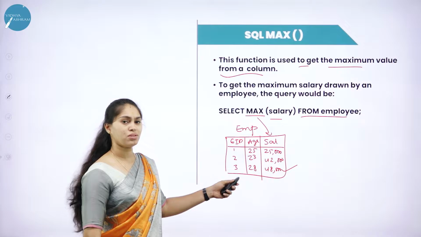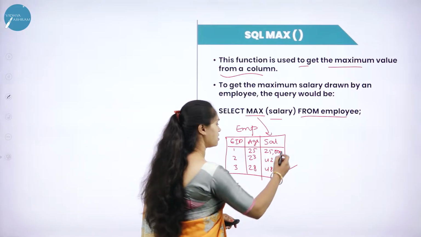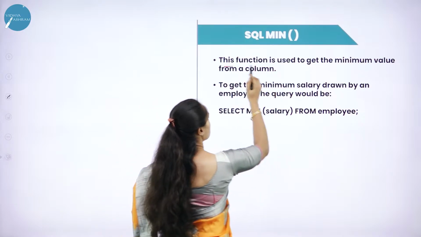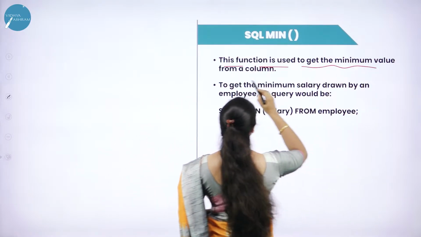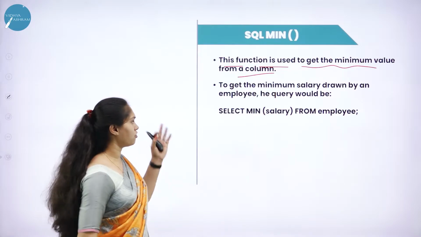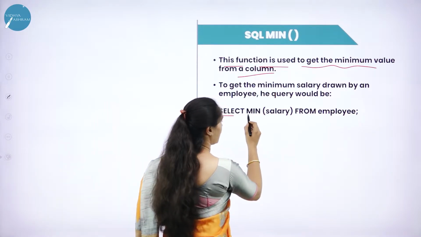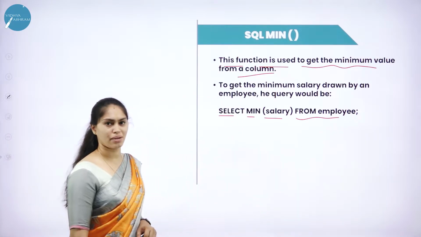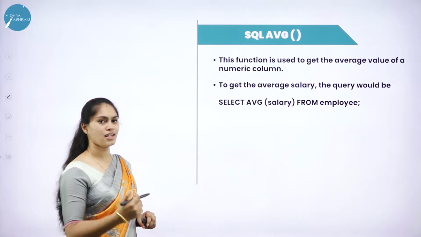If I apply the same thing for minimum, what will be the answer? That is 25,000. You can see here, this function is used to get the minimum value from a column. You can see select minimum of salary from employee. It returns the minimum value of that particular column.